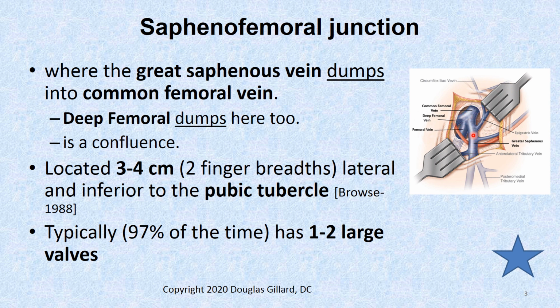So here's the greater saphenous. 15% of the blood comes this way. Here's the femoral vein. There's the deep femoral vein. See how they all meet right here? That's called the SFJ, the saphenofemoral junction.